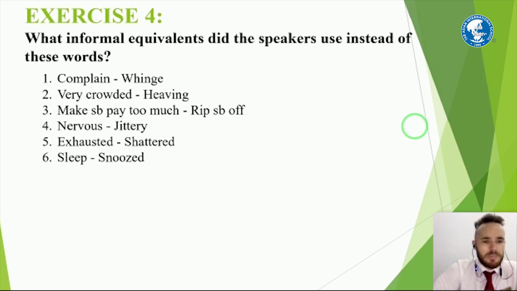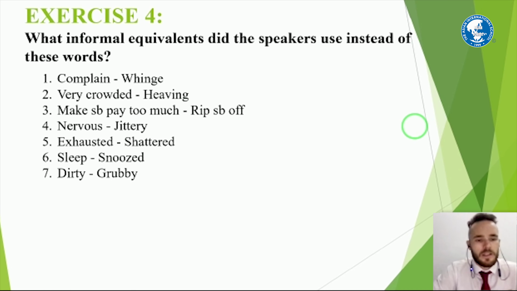Number 6, sleep and snooze. It actually has the past tense there on the slide. I do apologize. Snooze would be synonymous with sleep. Number 7, dirty would be synonymous with grubby. Anybody who's got dirt on the hands, you might say they have grubby hands. Particularly bad thing at the moment. Make sure you're washing your hands, please.